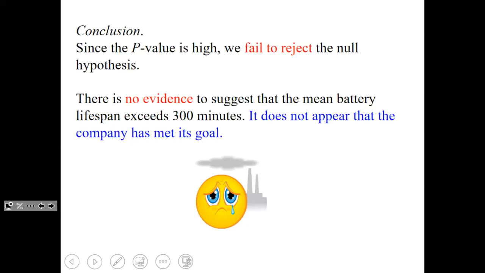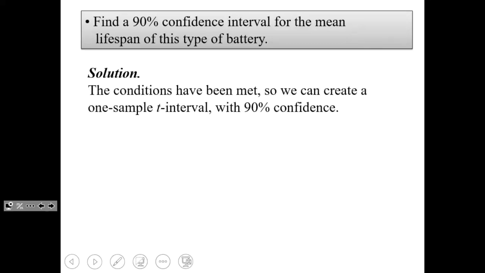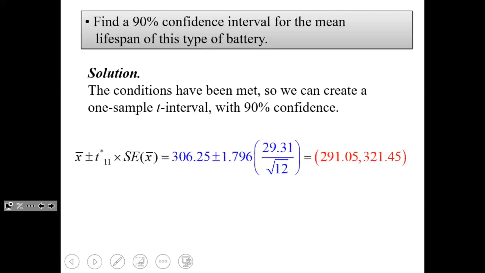Now, what I can do, though, is give them a better idea about where they're actually at. They may not have exceeded their goal, but where are they probably landing? So I can give them a 90% confidence interval for the battery time. In order to do this, my conditions had been met, so I'm just going to create a one sample t interval of 90% confidence. So I'm going to take my mean, add or subtract my margin of error, and we calculate the same way as before.